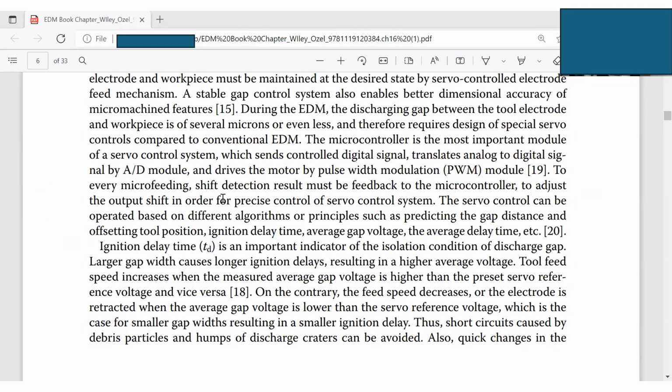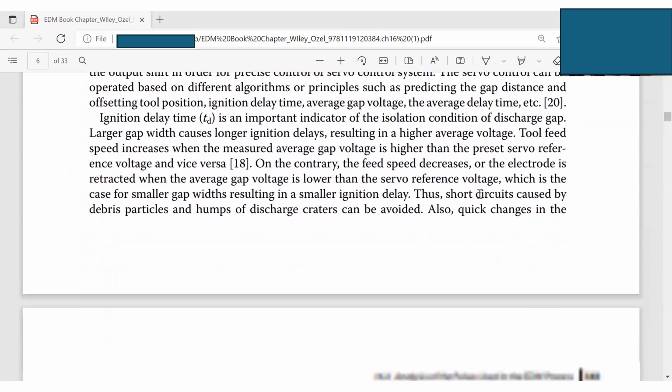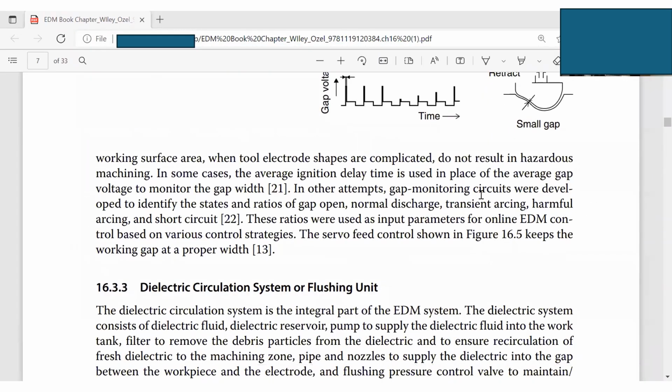So for the micro feeding shift, the detection result must be fed back to the microcontroller to adjust the output in order for precise control of the servo control system. This servo control can be operated based on different algorithms or principles, such as predicting the gap distance and offset tool positions, ignition delay time, average gap voltage, and average delay time. Here you should know the basics about this control.